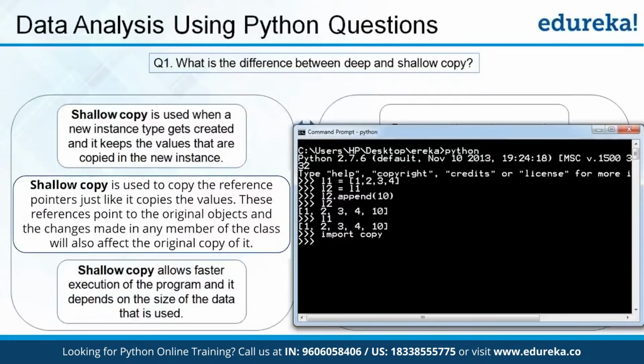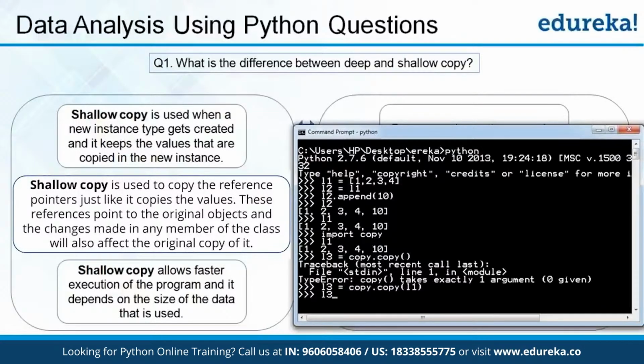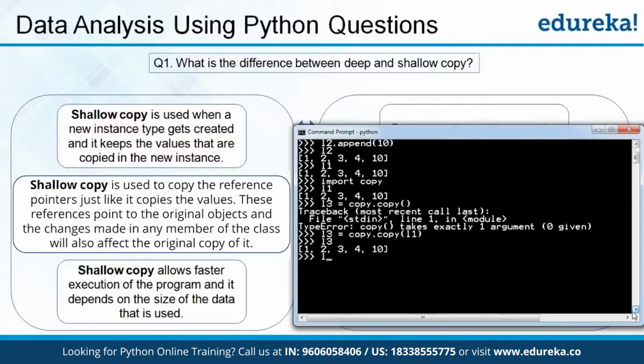Now, when you're talking about copy, we usually have a module named copy. So the shallow copy works this way. I'll create L3 as copy.copy of L1. If you look at L3, it is the same as what we have in L1. Now, L3.append(11), and let's take a look at L1, L2, L3. L1 is at 10, L2 is at 10, and L3 has moved to 11, which means it has created a copy. This is a shallow copy.